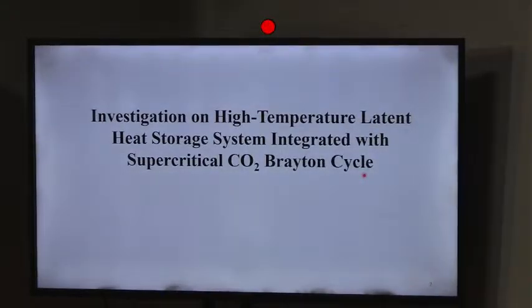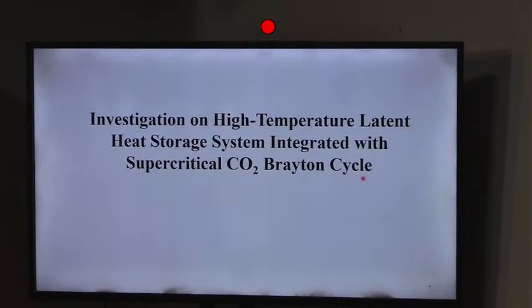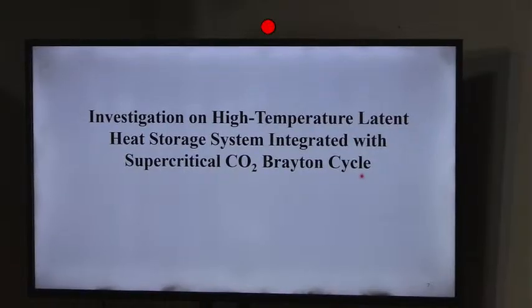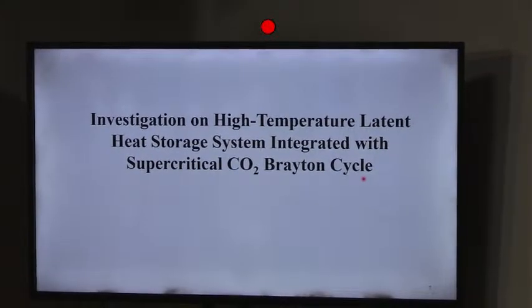So I will give you some case studies which we have done at IIT Delhi. This is about a high temperature latent heat thermal energy storage system which can be coupled with a supercritical CO2 based Brayton cycle. Supercritical CO2 is a magic fluid which has the behavior of both liquid as well as gas. On one hand it has low viscosity like a liquid, and at the same time it has high energy density.